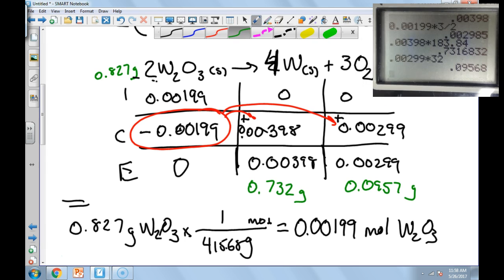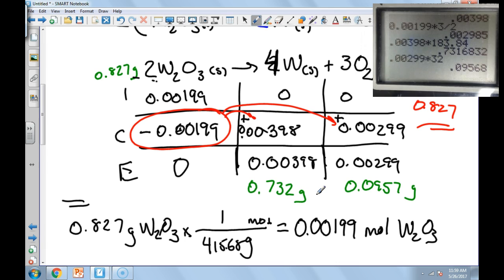Now I'm going to double check here. Okay, I'm going to do that in red. Because what I know is the law of conservation of matter says however much we start with in grams, we should end with. So I'm going to add up all the starting grams, and in this case it's 0.827 plus 0 plus 0, so that's 0.827, and I'm going to add these two together, so it's 0.732 plus 0.0957, and we get 0.828. Close enough. So I know that I did this pretty good.